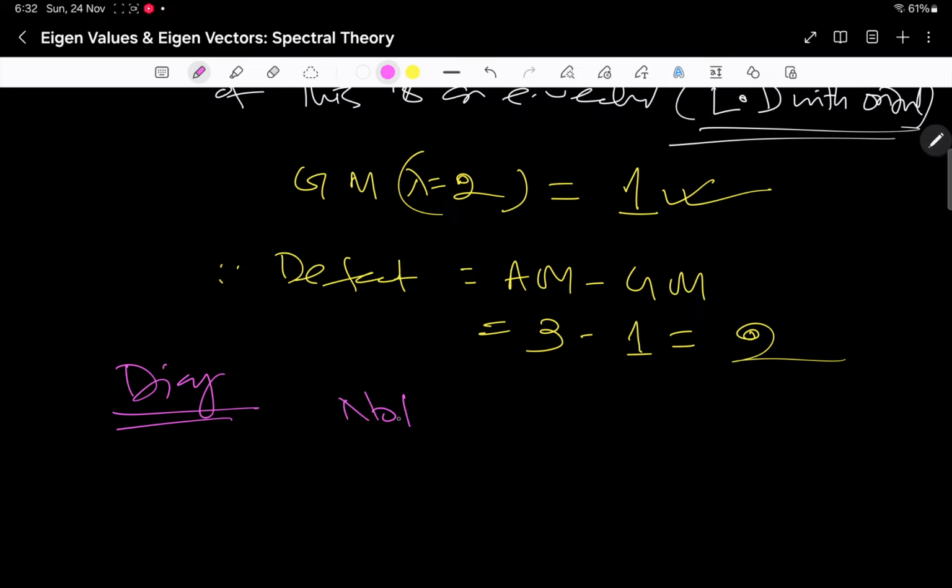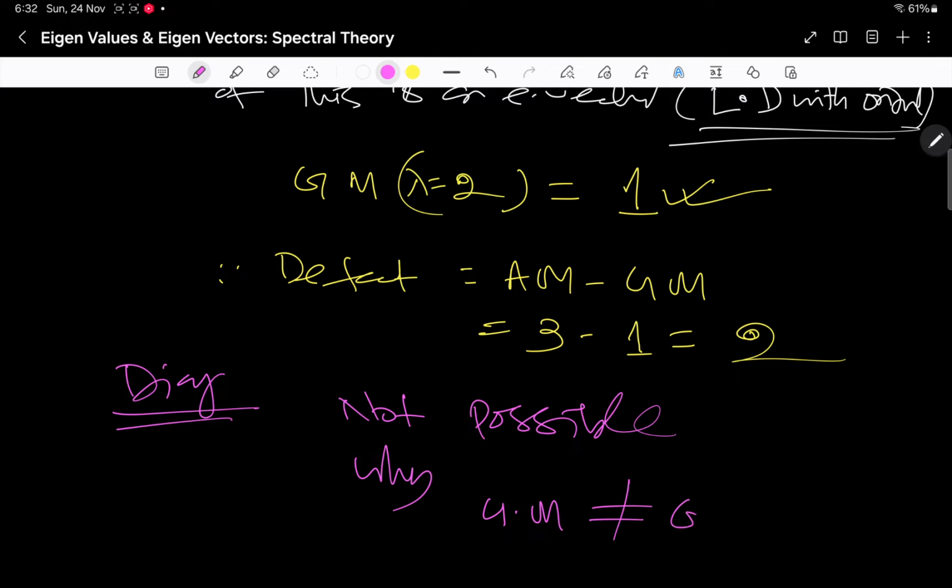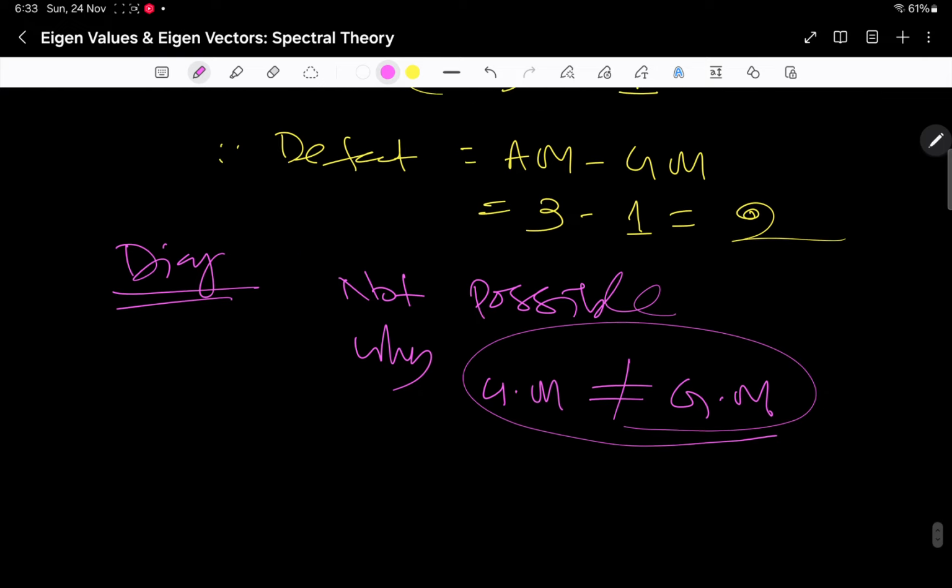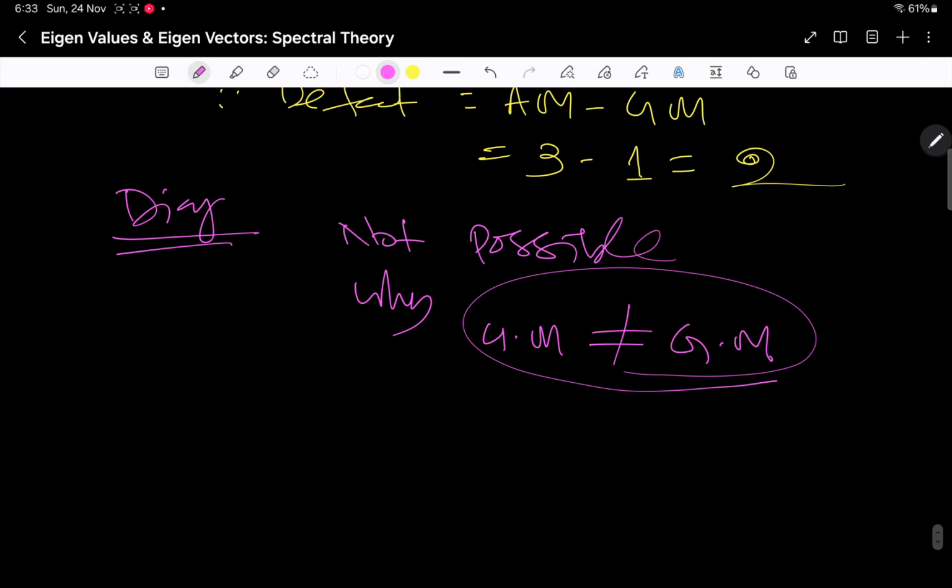Diagonalization not possible. Why? Because algebraic multiplicity is not equal to geometric multiplicity. As many eigenvalues as we have, we are not getting an equal number of eigenvectors. That's why diagonalization is not possible here.